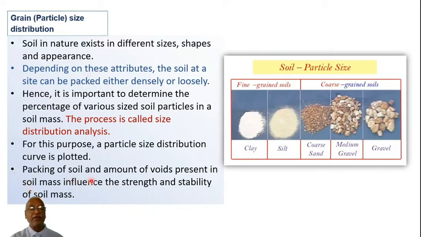Now the packing of soil and the amount of voids present in the soil mass influence the strength and stability of the soil mass. When you shake it up and pack it tightly, obviously the strength of the soil will be more, and if it is loosely filled and the voids are more, then obviously you can expect the strength of the soil to be a bit less, right? We'll go into the details of all those things.